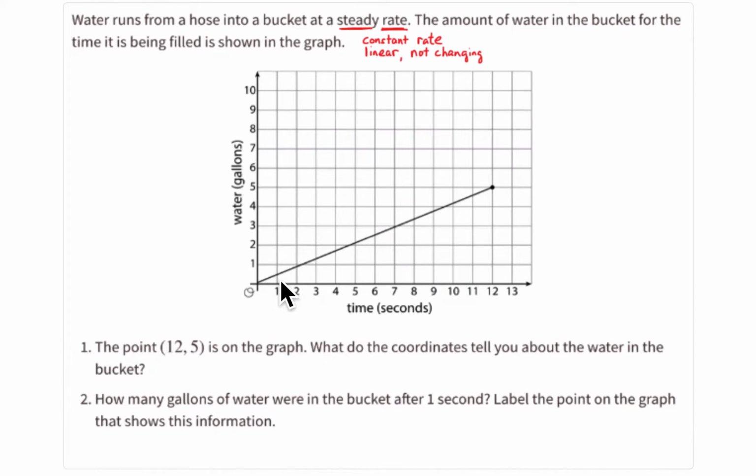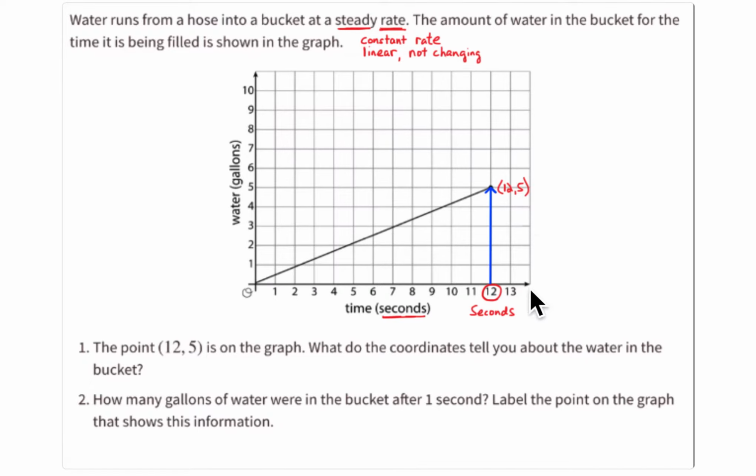So first of all, they have to tell you in the problem that the water is flowing into the bucket at a steady rate, a constant rate. It's linear, it's not changing. That means that it's a proportional relationship, and you can see that from the graph. It's a straight line, and it goes through (0, 0) down here.